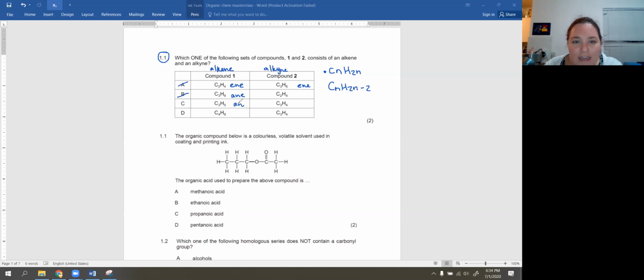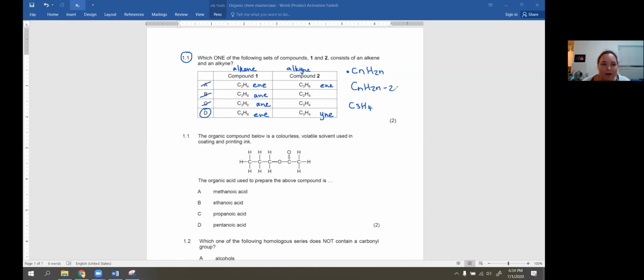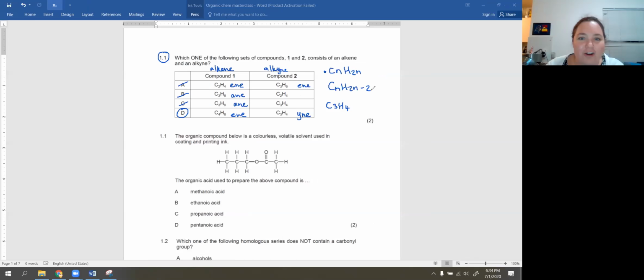C3H8 is once again an ane, so I don't even need to check the second part, which by elimination takes me to D. But let's double check. C4H8 makes that an alkene, and C3H6, that is going to be, if you think about it, C3H2 times 3 is 6 minus 2 is H4. So that's our yne. So our answer is in fact D. Can I quickly ask who got that one correct? Okay, fantastic. Well done if you got it correct. That's very good. All right, let's quickly move on to the second question.